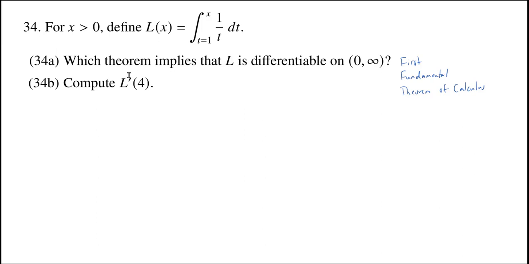All right, fine. Part B says to compute L prime of 4. Well, that's the other part. If I know that L is differentiable and it's an antiderivative of 1 over t, then I can take its derivative. L prime of 4 is equal to the derivative, which is just this function 1 over t evaluated at x. In this case, it's 4. So 1 over 4. That's it. That's like the whole problem.